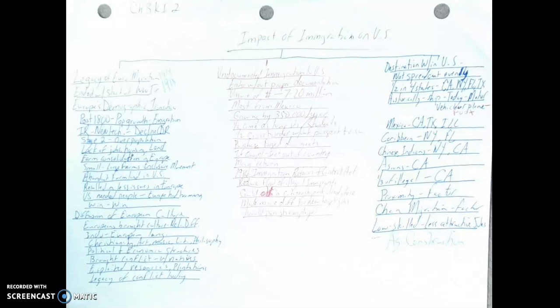It really ended with the start of World War I. This is when the widespread migration from Europe stopped, after World War I. World War I was 1914 to 1918, so really 1920s and beyond. After World War I, you really didn't see the widespread migration from Europe.